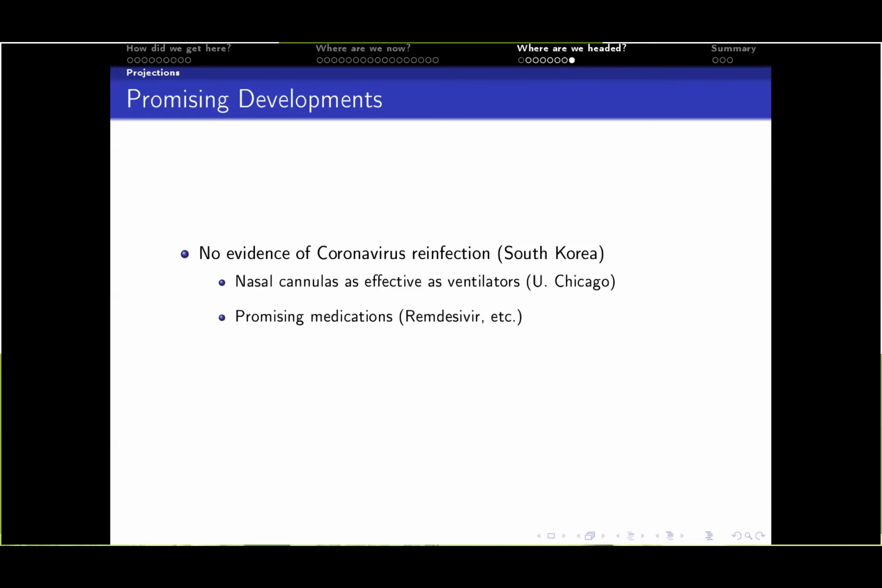Of course, you've probably heard in the news that there are several promising medications. Again, these are preliminary studies, but they do suggest a very strong impact from them.